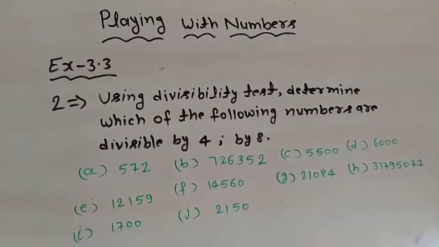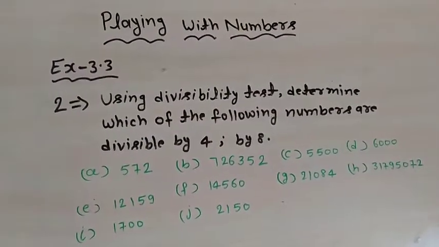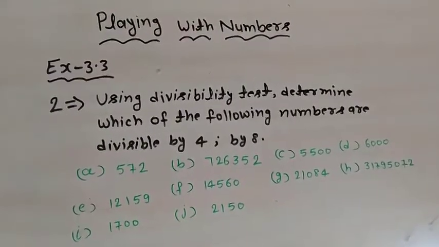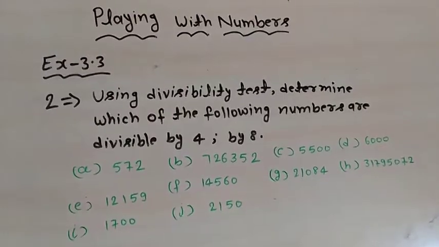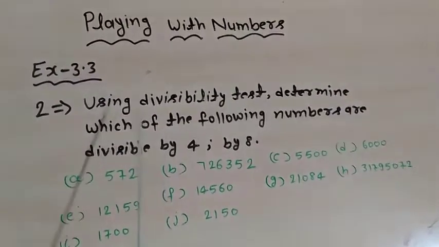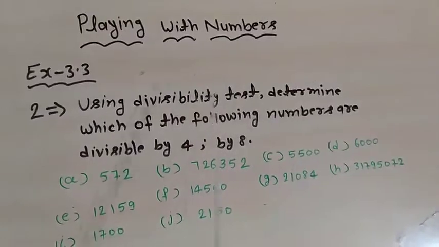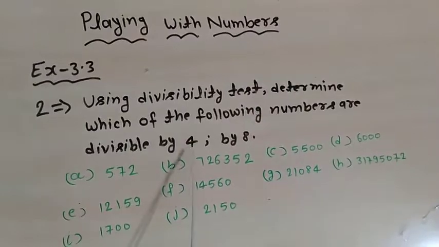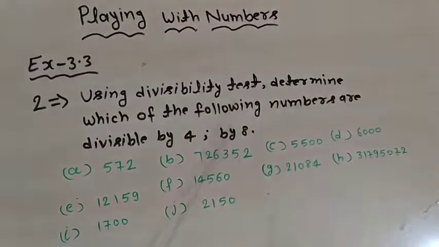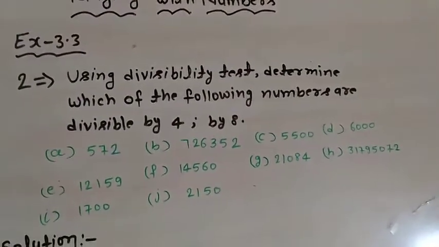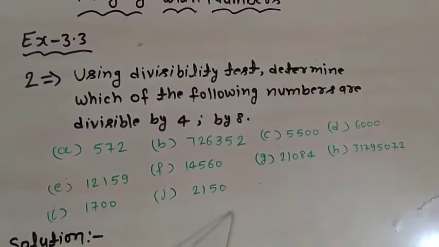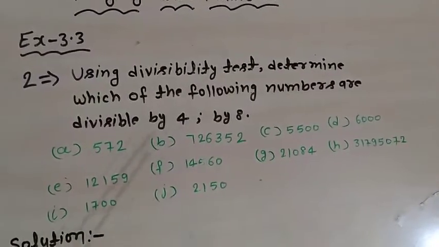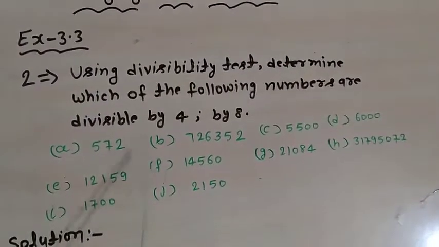Today we are going to solve exercise 3.3 of Playing with Numbers, Question 2. Using divisibility test, determine which of the following numbers are divisible by 4 and by 8. So first we apply the divisibility tests of 4 and 8 and find which is divisible by 4 and which is divisible by 8.